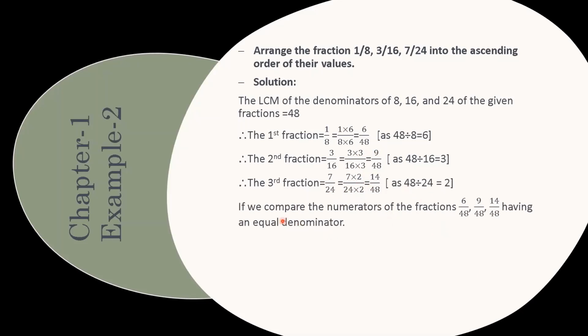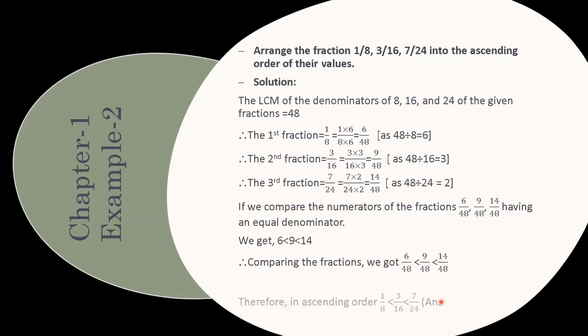Now the thing is, if we compare the numerators of the fractions 6 divided by 48, 9 divided by 48, 14 divided by 48 having an equal denominator, then we get 6 less than 9 less than 14. Therefore, comparing the fractions, we got 6 divided by 48 less than 9 divided by 48 less than 14 divided by 48.